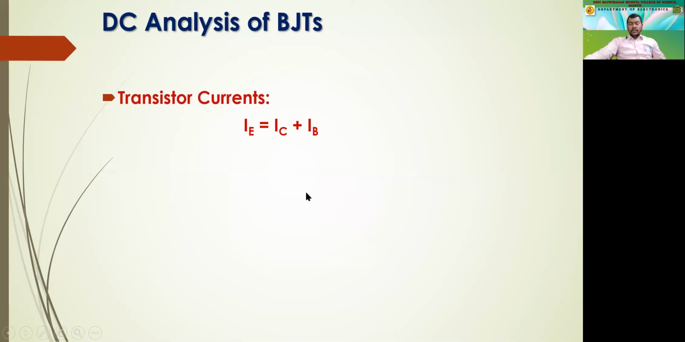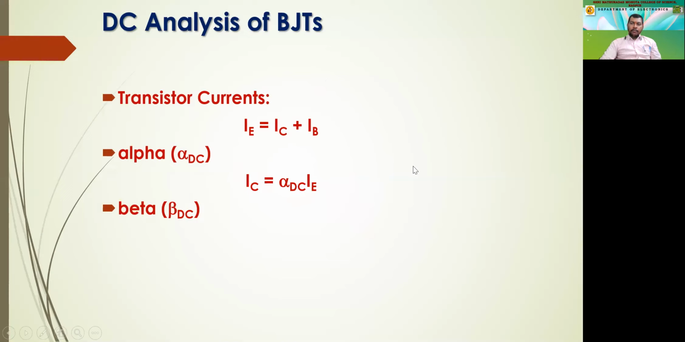So for DC analysis of BJT, we have these transistor currents, IE equal to IC plus IB. Then we are having alpha, that is the current amplification factor in common base configuration. So alpha is equal to IC by IE, so IC can be written as alpha into IE. Similarly, we have beta, that is base current amplification factor in common emitter configuration. So beta is equal to IC by IB, so IC can be written as beta IB.